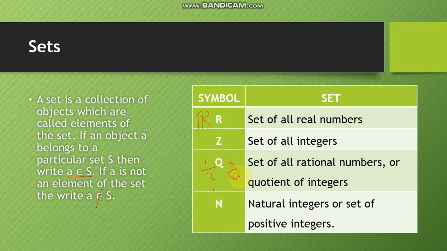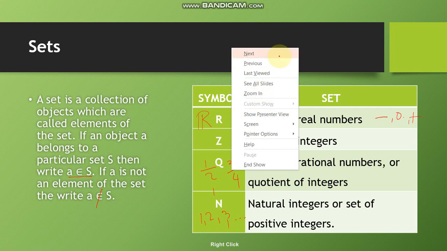1/2, 3/4. Then N, we have the natural numbers or set of positive integers. Now, when we talk about natural numbers, it is just 1, 2, 3, 4, 5, 6, 7, 8, up to positive infinity. While the real numbers include negative numbers, the 0, and the positive numbers.